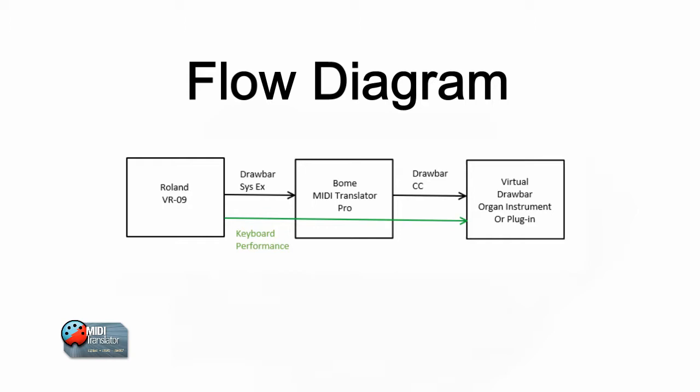The flow diagram shown here shows how we set up the project file. On the top, we are going to convert drawbar system exclusive or Sys Ex messages into drawbar CC or control change messages for our virtual instrument. The bottom green arrow indicates that keyboard performance messages are going to pass through Bome MIDI Translator Pro untouched.